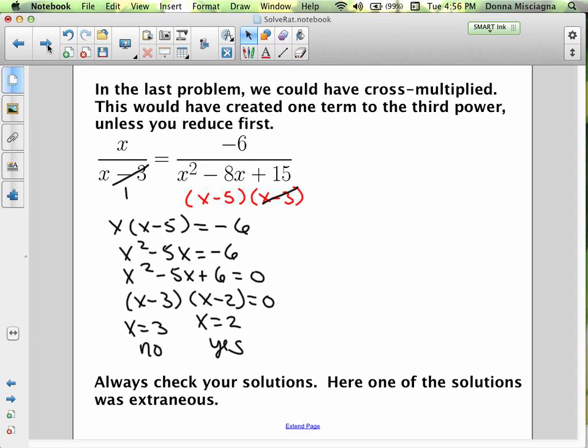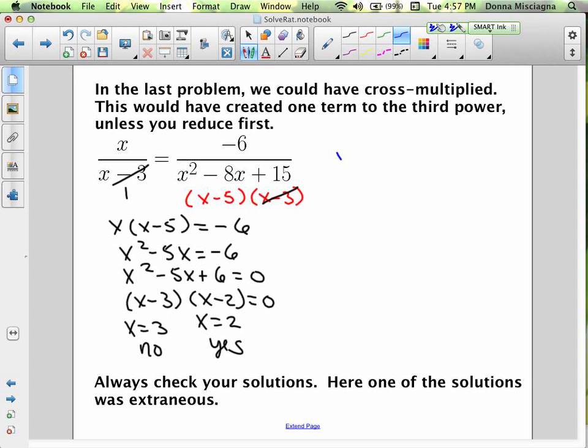In the last problem we could just have cross multiplied. Of course, I was trying to teach you how to use least common denominator. If we had cross multiplied, we would have had one term to the third power, unless we reduced first. So now we could reduce that x minus 3. Now you have to remember that we canceled that out. It was there. No matter what, 3 is an extraneous solution, even if we cancel it out.